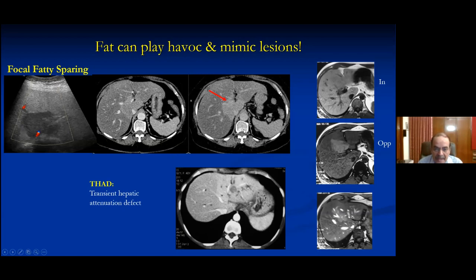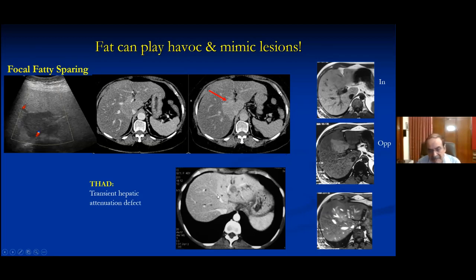We very often use MR. MR can be used, the in-phase and opposed-phase imaging can be used. This is an in-phase image, that's an opposed-phase image. Notice that the background liver is showing a lot of signal drop, which suggests that there's a lot of fat in the background liver. This mass-like area is not showing that signal drop, and therefore we were able to diagnose that this is just an area of focal fatty sparing mimicking a tumor.